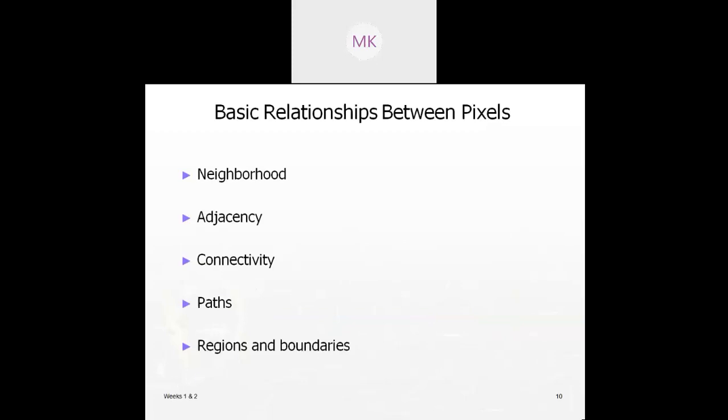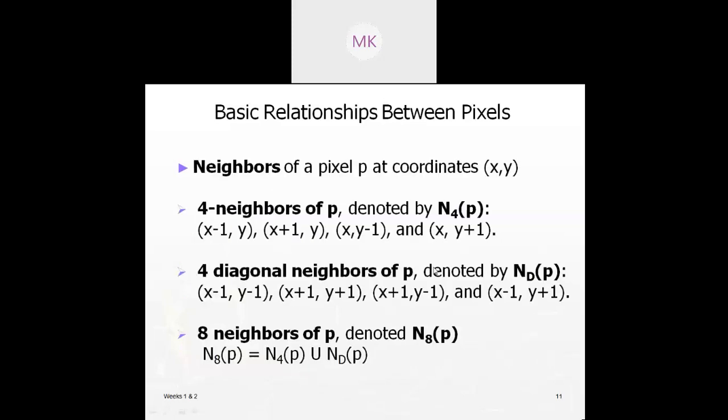So we are going to consider neighborhood first, adjacency, connectivity, paths, regions and boundaries. So we need to define these terms. First is neighborhood, second is adjacency, third is connectivity, fourth is paths, regions and boundaries. We need to define all these terms and represent them on a given image. So, basic relationships between the pixels.